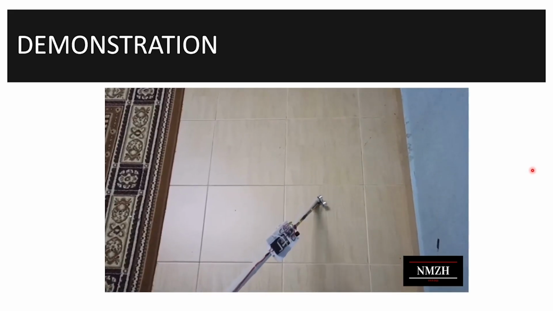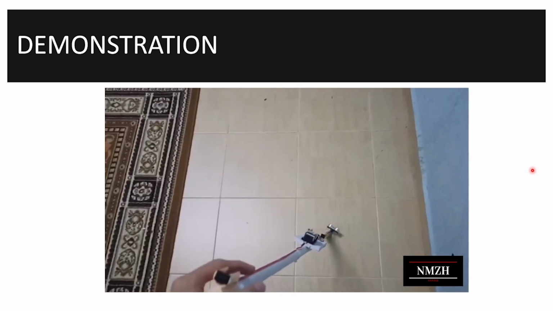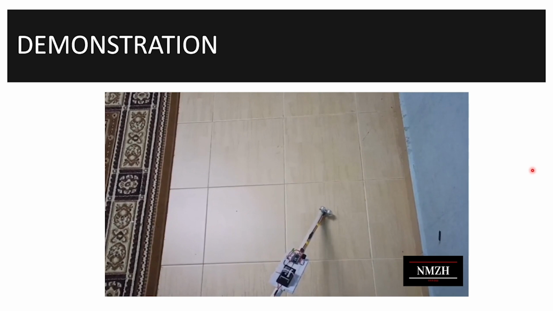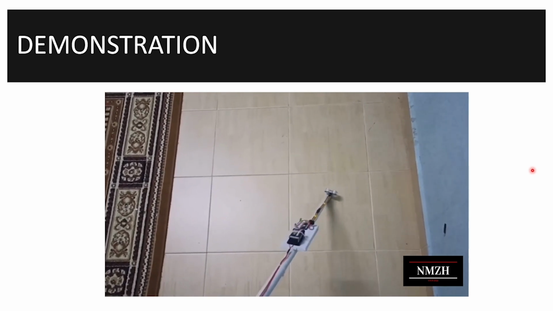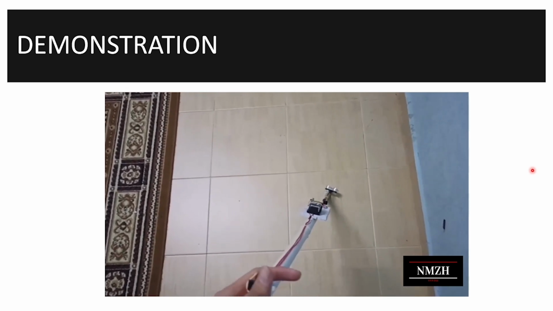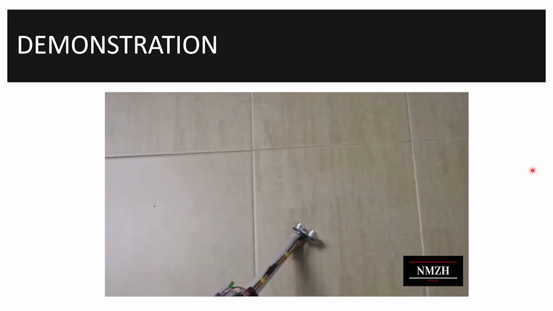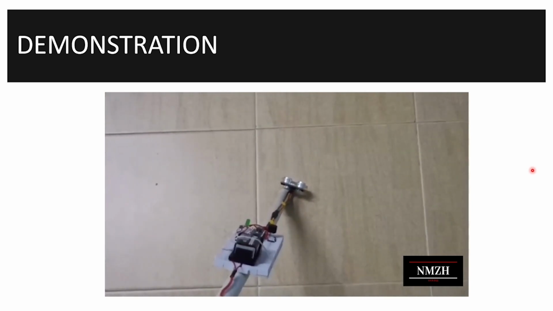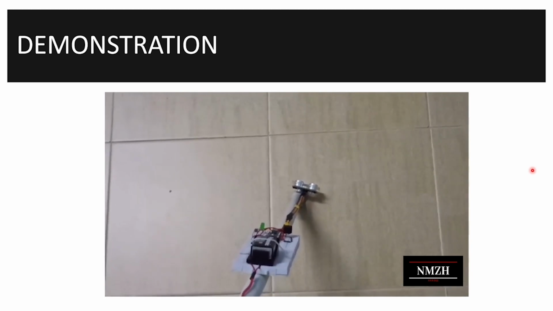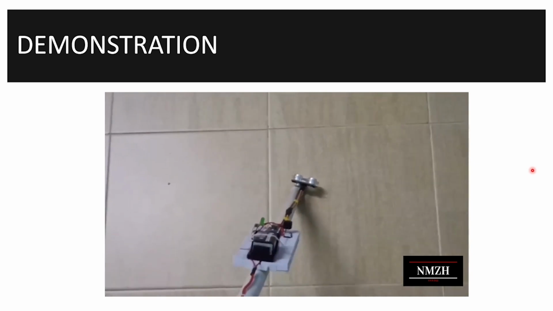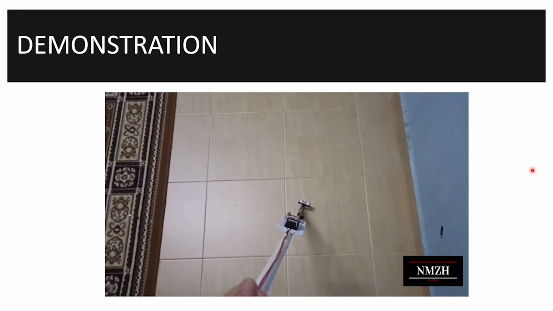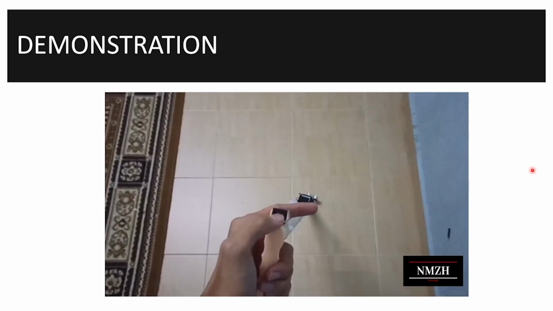This is our project, which is called Smart Cane for Visually Impaired Person. The project consists of ultrasonic sensor, Arduino board, power source, and alarm system. The ultrasonic sensor will detect obstacle ahead and will notify the user through the buzzer system. Let's see how it works. Let's turn on.